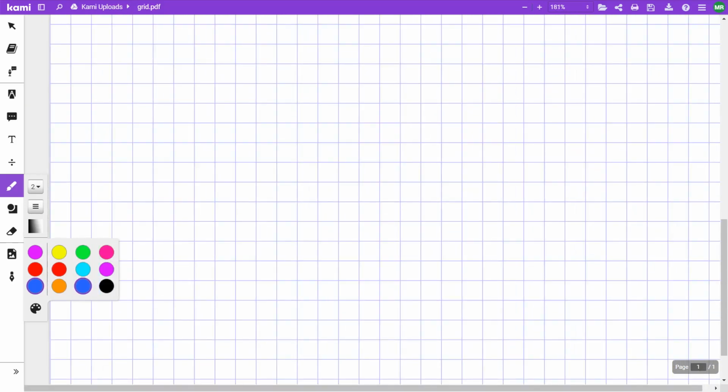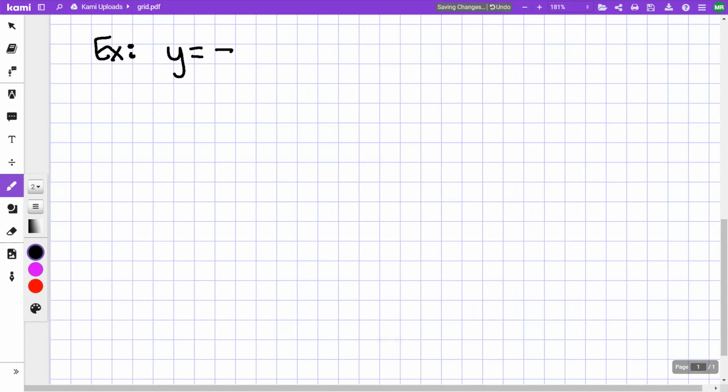So let's say they want us to do an example. Let's say they want us to graph y is equal to negative, and I'm actually going to make the number smaller than we had in the book so that we don't have to take up as much graph paper space. Let's say we have negative x minus 3 squared plus 2. Let's say that's what they want us to graph.